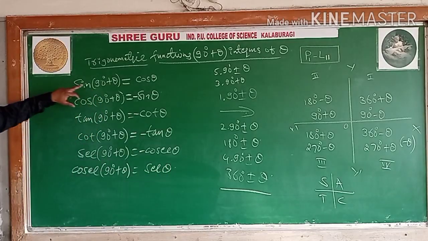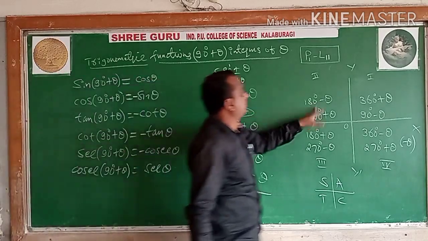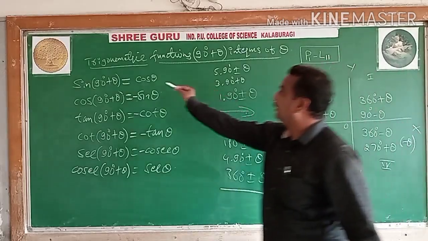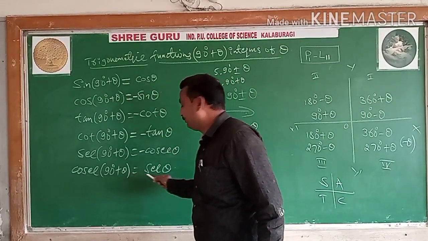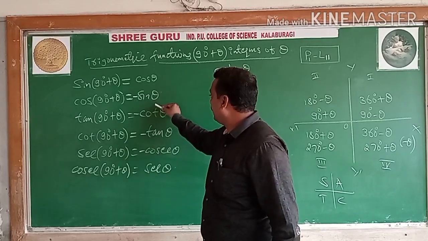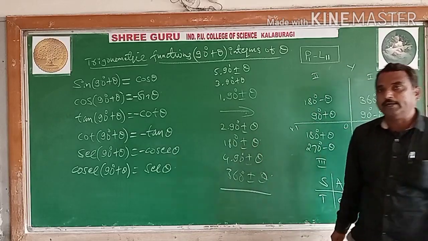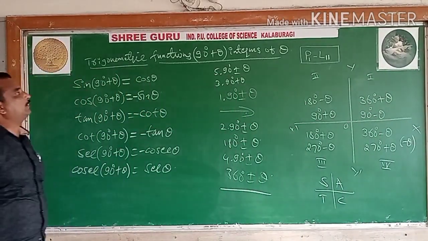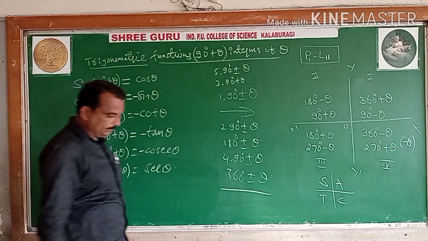See, students. So 90 degree plus theta, which quadrant is it? Second quadrant angle. In the second quadrant, what are positive? Sine and cosec are positive. See here, only the sine of 90 plus theta value is positive and the cosecant of 90 plus theta value is positive. All the remaining trigonometric functions are negative. So therefore, this is about the trigonometric functions of 90 degree plus theta.